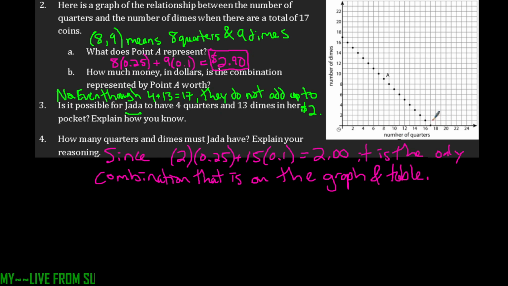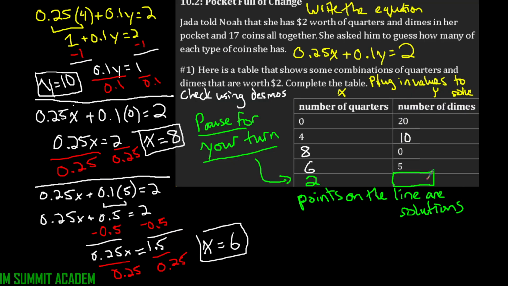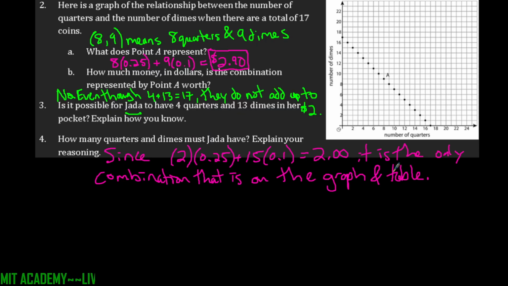So if I look at the table, it should have 15 on here, but you have to solve that. And if we look at the graph, we're saying 2, 15, it's that point right here. So just be able to use the table and the graph to be able to solve for your answer.